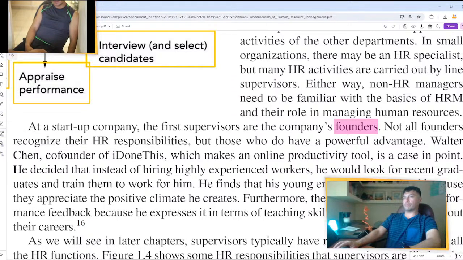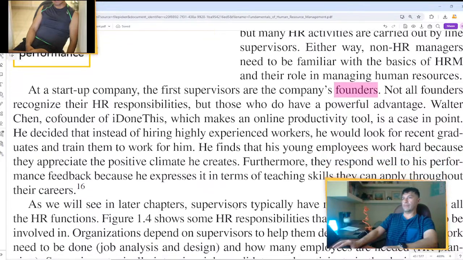But those who do have a powerful advantage. Walter Change, co-founder of I Done This, which makes an online productivity tool, is a case in point. He decided that instead of hiring highly experienced workers, he will look for recent graduates and train them to work for him.